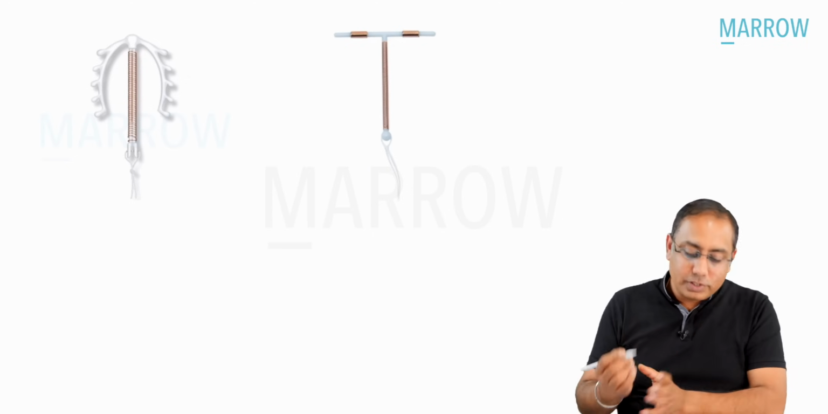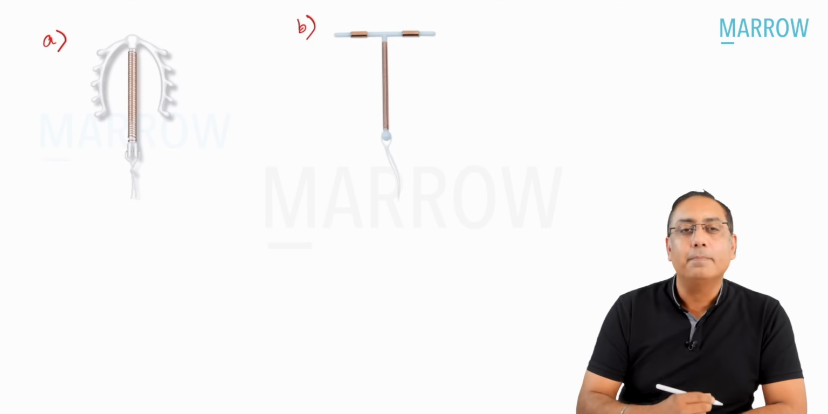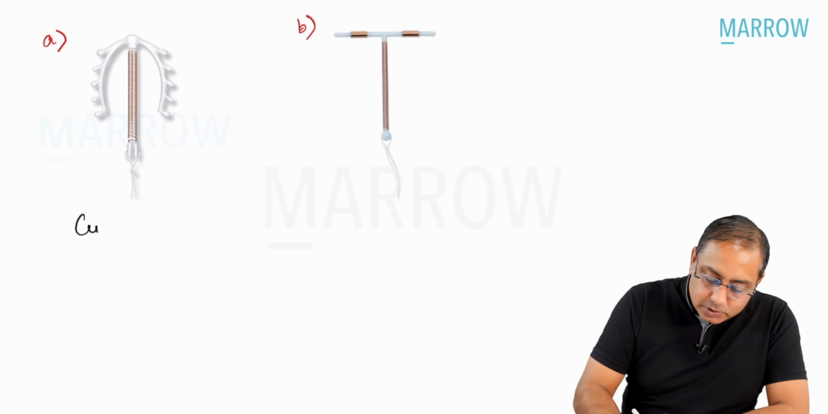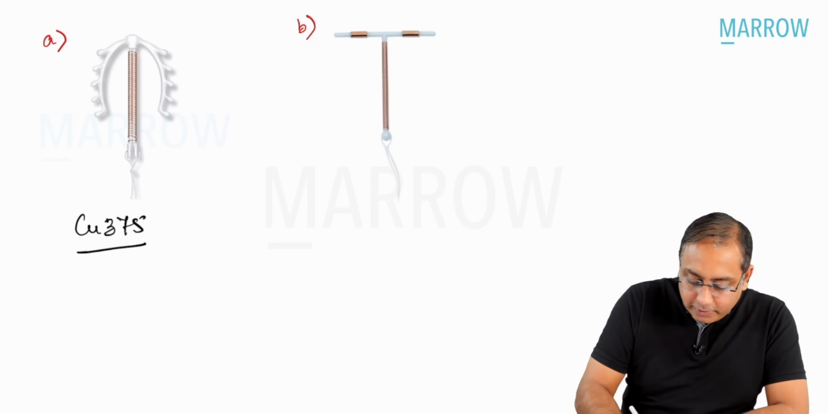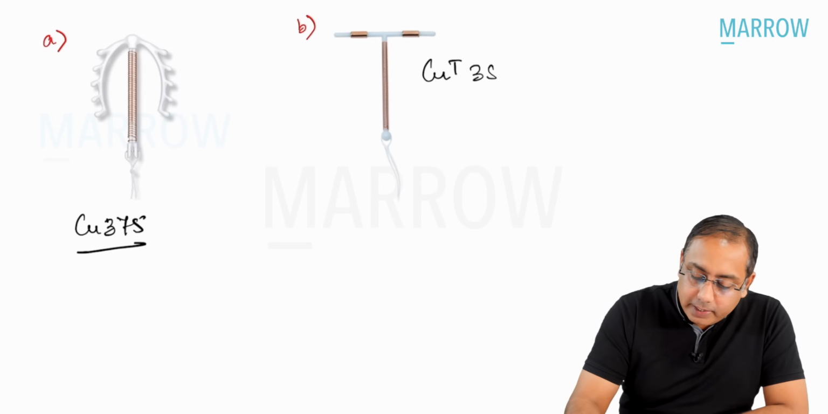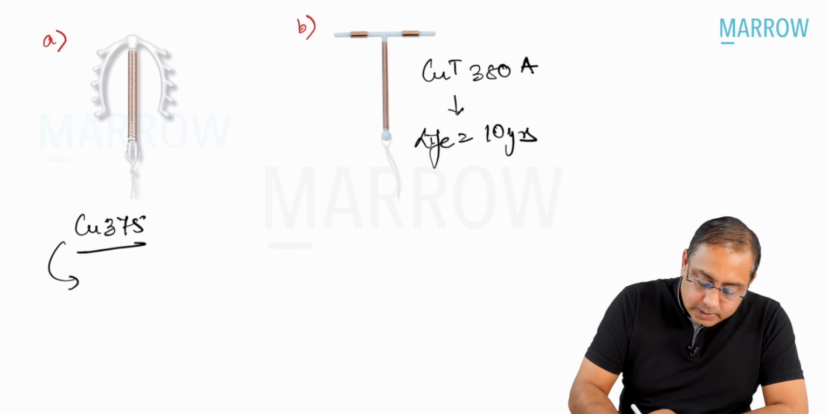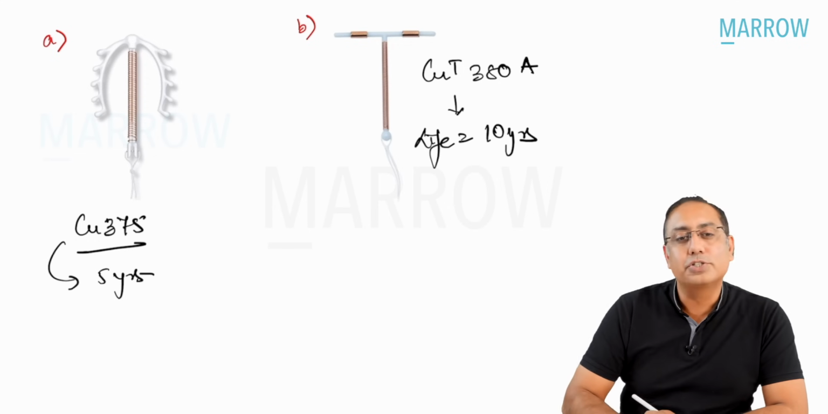Next in line, what do you see here? What is this, intrauterine device type A and type B? The A type, what is this? This is called a copper 375 device. And the type B, it is a copper T380A device. Copper T380A, what is the lifespan? It is for 10 years. 375 is for 5 years only.